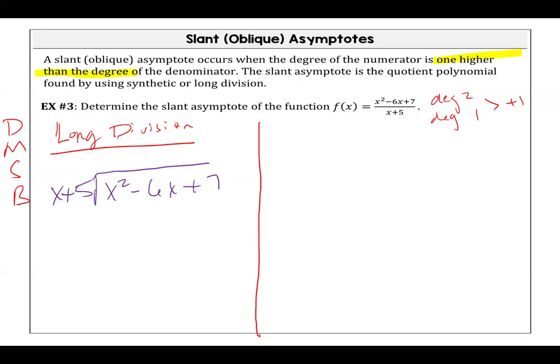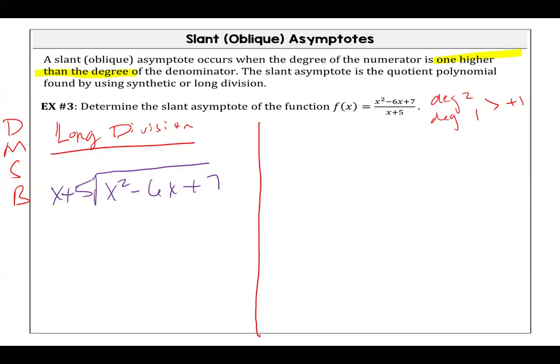So what these terms are, your divisor and your dividend, right? Your dividend is your numerator, your divisor is your denominator, and the result is your quotient. Those are words you should have learned in elementary school. Dividend, divisor, quotient. All right, so we're going to still follow that same process, but it's going to be a little different.